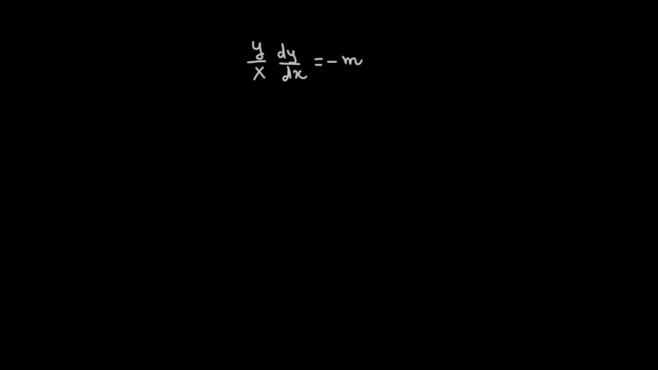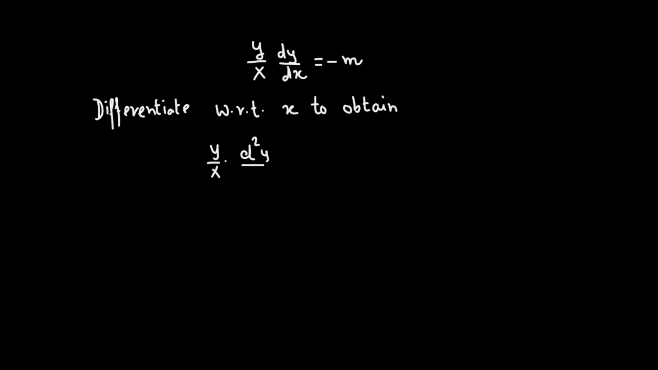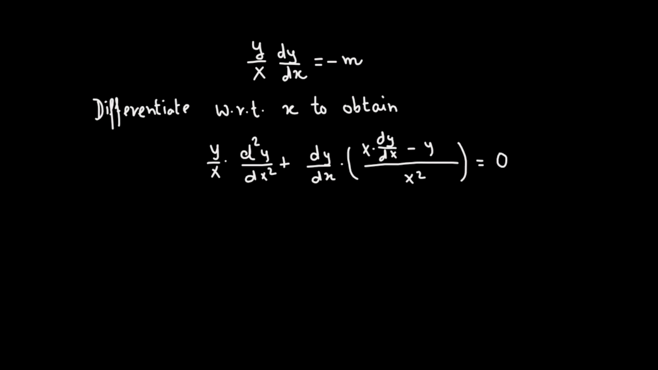So we're going to differentiate the above equation with respect to x. Here we have applied the product rule, and that should give us y over x multiplied by the second derivative of y with respect to x plus the first derivative of y with respect to x times the derivative of y over x, which is (x times dy/dx minus y) divided by x squared. And that should give us y over x times the second derivative of y plus 1 over x squared times dy/dx times (x dy/dx minus y) equals 0.